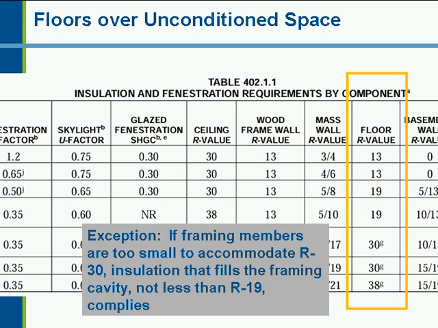There is one exception to accommodate floor framing through the R-value table. If the framing members are too small to accommodate R30, for example, insulation that fills the framing cavity is deemed to comply as long as it is not less than R19. So in zones 4 and 5, I guess, that have an R30 requirement, if your floor framing members are not large enough to accommodate that, you are permitted to use R19 as long as that fills the cavity.